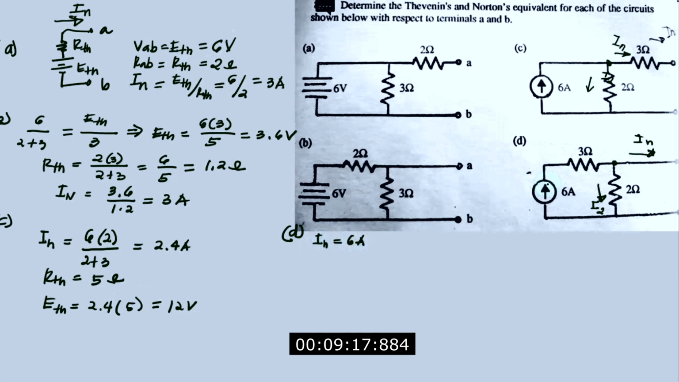Then we open circuit this one because this is a current source, so this will be left hanging, and your AB will only be 2 ohms. So this will be your R Thevenin, which is 2 ohms. Now to get your E Thevenin, you just apply Ohm's law. That is 6 times 2, so the answer will be 12 volts.